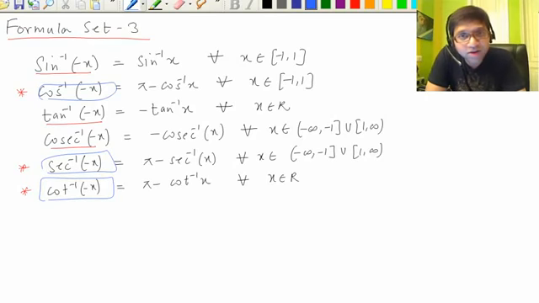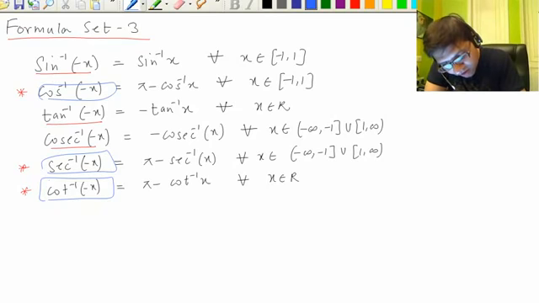So these formulas are category based. For the category of sine inverse, or say the red category, we can mark this as the red category. If you see the red category, the red underlined category.